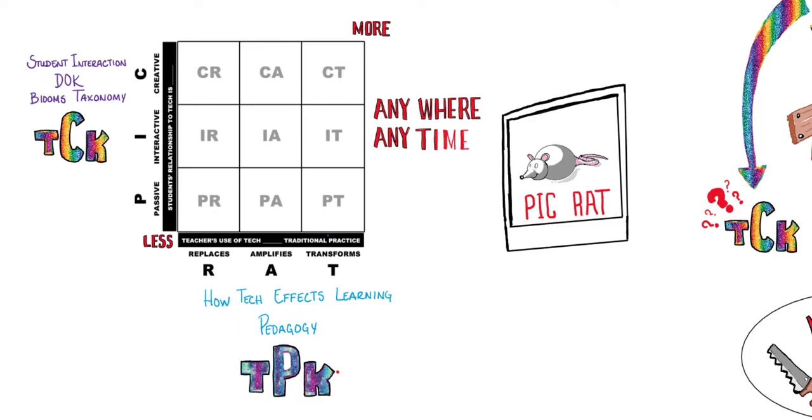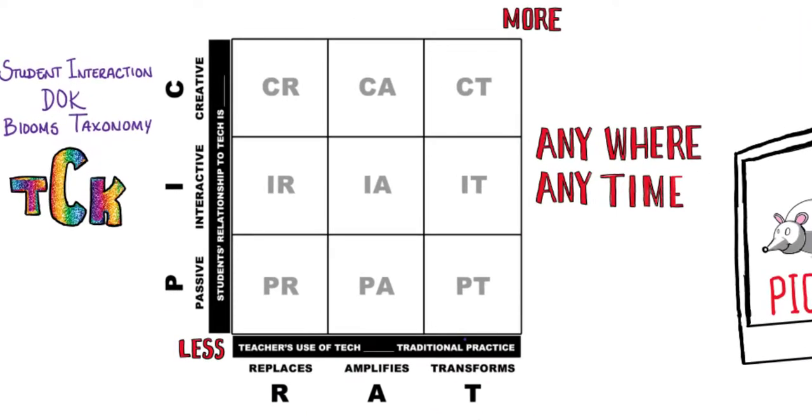Now let's take a look at some common examples of technology integration and where they fall on the PICKRAP matrix. A PowerPoint lecture would be a passive interaction for students but replace your traditional standard lecture. Digital flashcards would be more interactive for students but only replace the traditional use of regular flashcards. Having students journal in a blog or creating a PowerPoint is very creative, but it is only replacing the ability for students to journal and/or create a presentation.